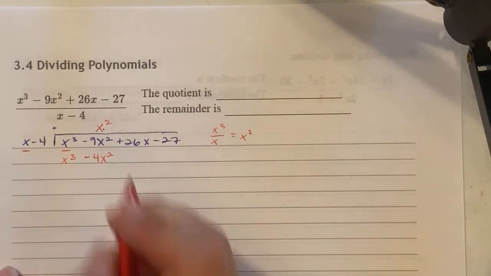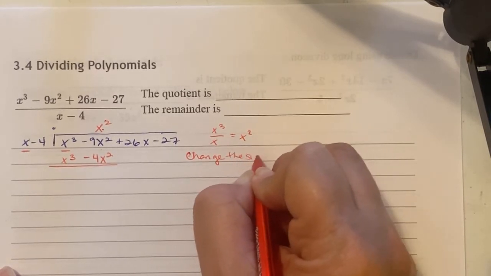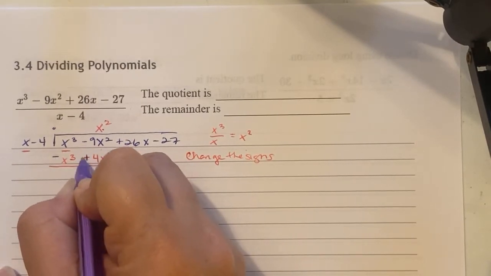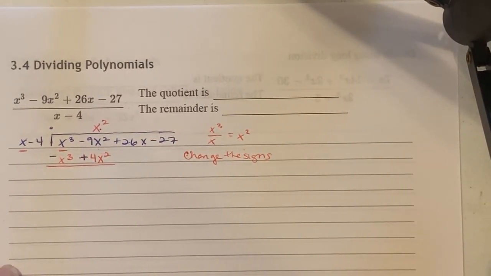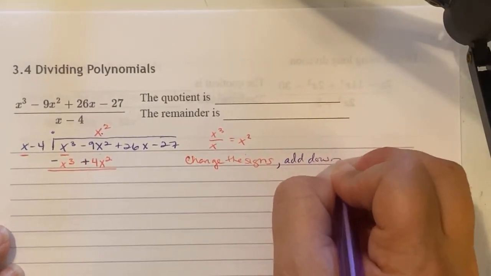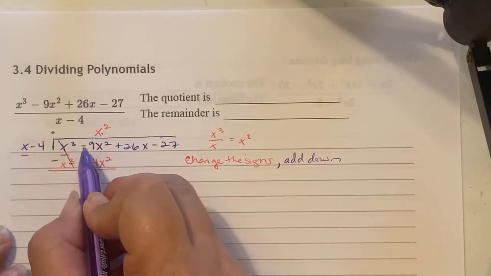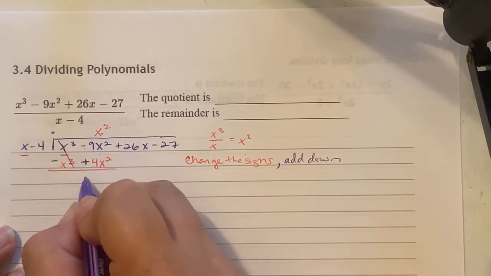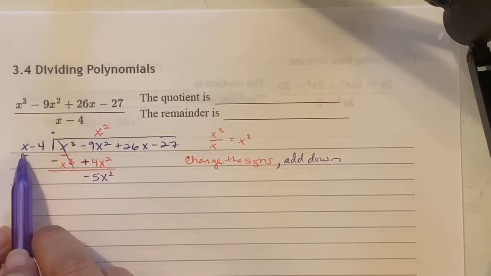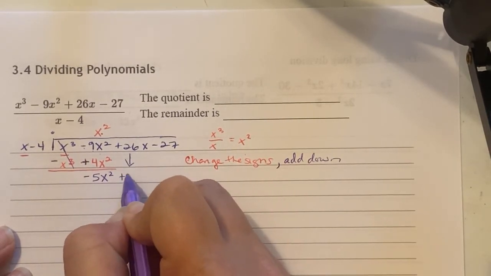Once you're at this point, draw a line, and you're going to change the signs. So this becomes negative, and this becomes positive. And then after that, you're just going to add down. So x cubed minus x cubed cancels out. Negative 9 minus negative 4, you are left with negative 5x squared. Now, since our problem had 2 pieces to start with, we need to be working with 2 situations. So here's our first term. You are sliding down positive 26x.